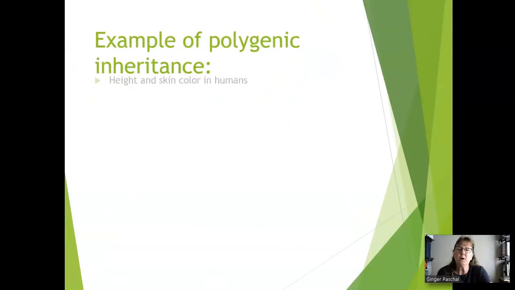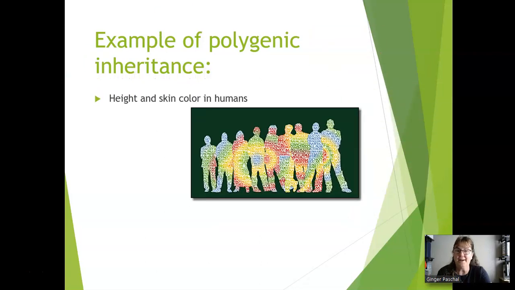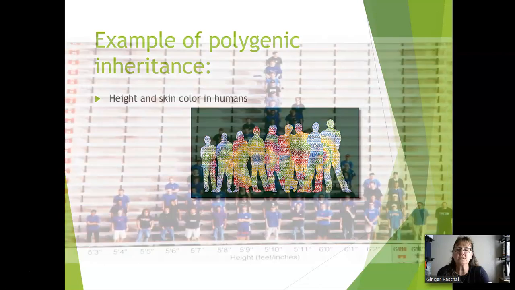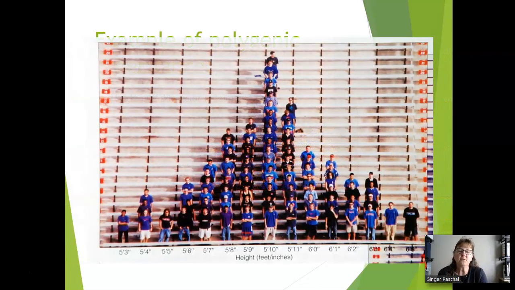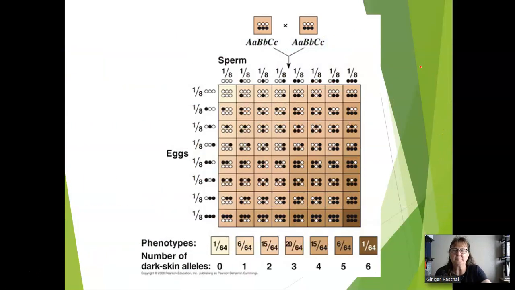So examples of polygenic inheritance, again, are height and skin color, and eye color and hair color in humans. So if we arranged everybody by height, you can see we have an average that's generally somewhere in the middle. And you can see off to the side here, we've got the heights. So we've taken all these people and put them on bleachers according to their height. And then they would line up according to their height that's given over here.